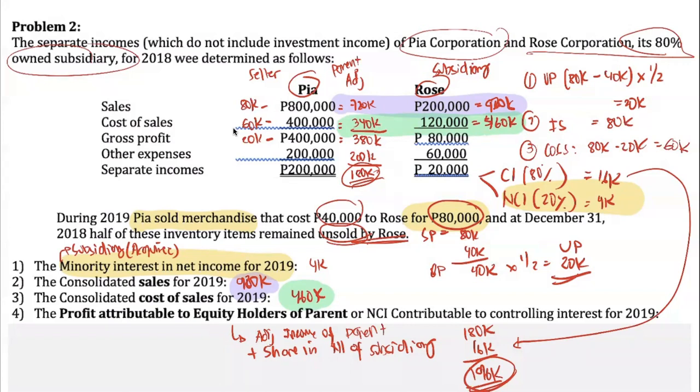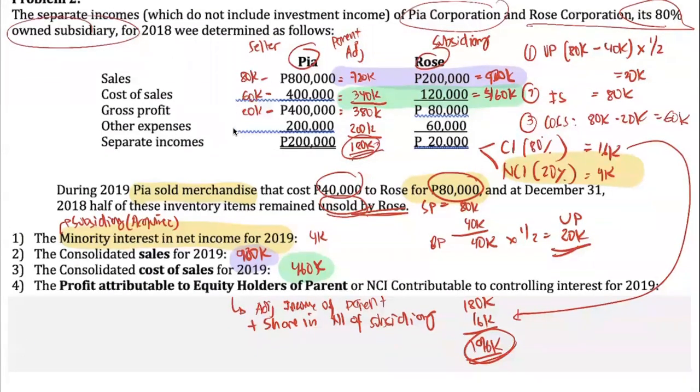Sir, what happens now on our unrealized profit? The unrealized profit this year will be considered a realized profit next year. Okay. So in our example here, our unrealized profit is 20,000, di ba? So next year naman, kung ngayon dineduct mo yan, next year i-add mo naman yan. Add mo 20,000. Why? Because it is considered sold na. So this year i-deduct mo, next year i-add mo. Okay? That is for intercompany sale of inventory.